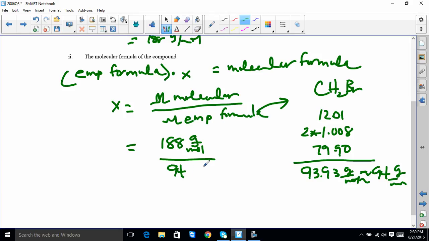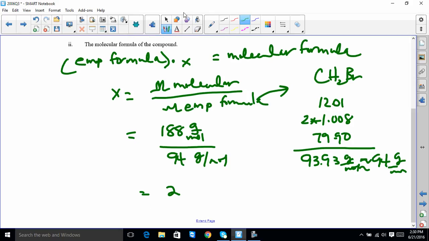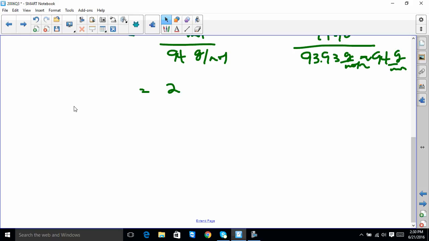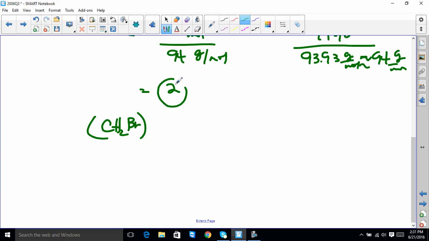And how many times does 94 go into 188? Twice. And then so what happens is, I'm going to hit extend page, we end up with the empirical formula, which is CH2Br, but we have to double it to get the real formula. And so the real formula is C2H4Br2.